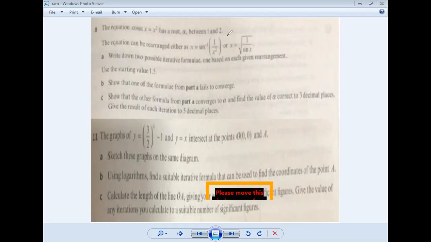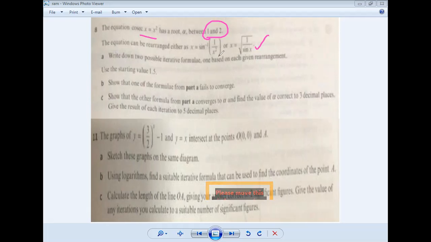Please look at the 8th question of numerical solutions of equations. The 6th, 8th and 11th questions are repeated important questions. The equation cos x equals x square has a root alpha between 1 and 2. Already it is mentioned that alpha lies between 1 and 2. The equation can be rearranged as x equals sine inverse of 1 by x square, or x equals root of 1 by sin x. So we have to rearrange the equation like this.